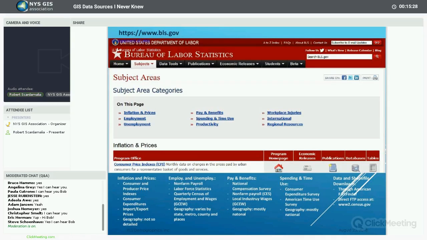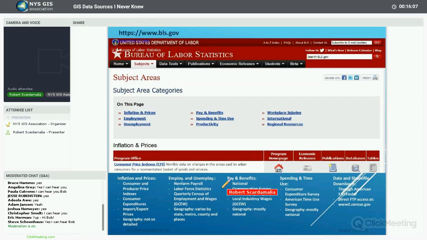How much do we pay for things? What's the consumer price index and producer price index? Consumer expenditures, a national survey on how we all spend our money. How much do you spend on housing and shelter and fuel and food and going out to eat? All of that information is collected in a national consumer expenditure survey. Want to know about imports and exports and prices? BLS is a source. The downside is you get a lot of detail, but geography isn't so detailed. Some of these are national surveys, so you get the nation, sometimes states and metro areas, but oftentimes no more detail than that.